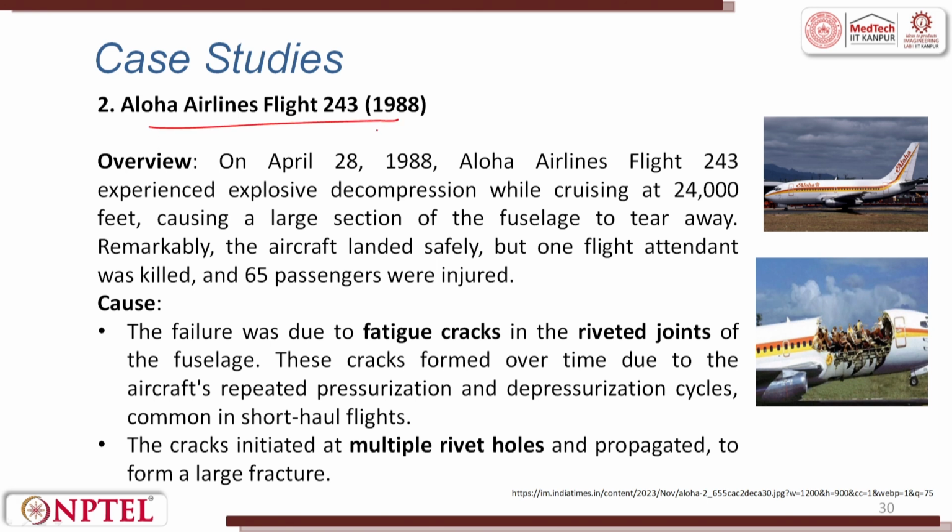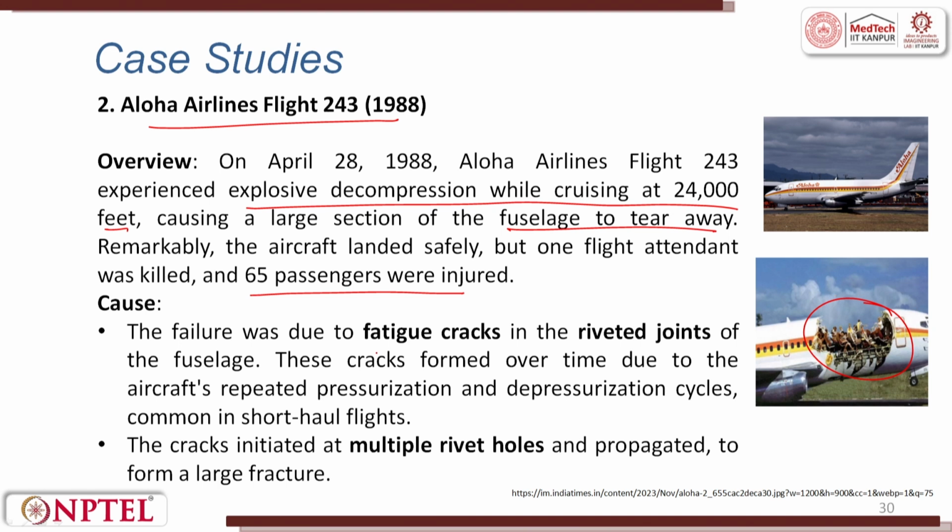On April 28, 1988, Aloha Airlines flight 243 experienced explosive decompression while cruising at 24,000 feet. At this height, this caused a large section of the fuselage to tear away. Remarkably, the aircraft landed safely, but one flight attendant was killed and 65 passengers were injured. So, this was the condition that is shown in the figure.